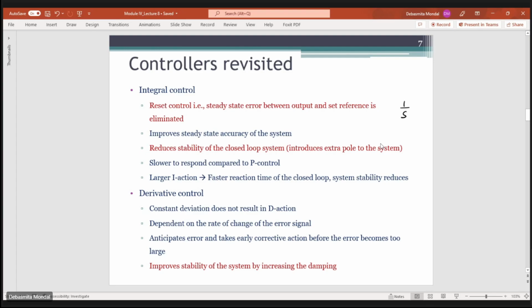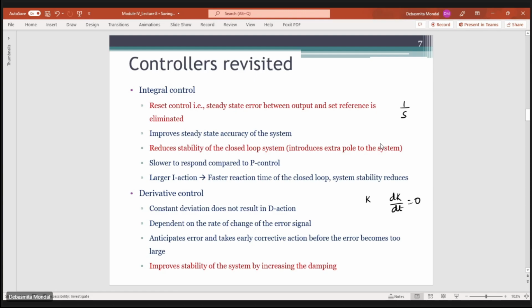Then we have another type of control which is known as derivative control. In case of derivative control, the action is dependent on the rate of change of the error signal. So it is not dependent on the exact value of the error signal, but rather on the slope of change of the error signal. So if you have a constant deviation k, then dk/dt is obviously equal to 0, so the derivative of a constant is equal to 0.